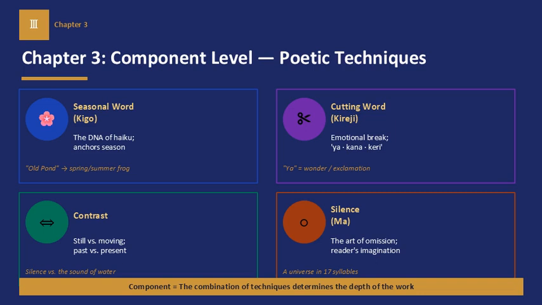At the component level, we find the poetic devices that give haiku its depth. A seasonal word, or kigo, anchors the poem in time. The cutting word, or kireiji, creates an emotional pause. Contrast between stillness and sound generates tension. And deliberate omission, the spaces left unfilled, invites the reader's imagination into the poem.